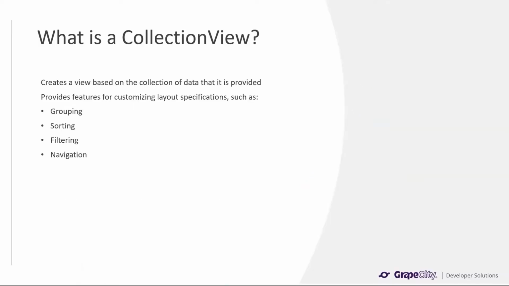So, what is a collection view? Well, to put it simply, a collection view is a class that is designed to take in a collection of data, such as an array of objects, and provide you with different features that allow you to manage and manipulate not just the data, but your users' interactions with said data, as well as the layout of the application that's using that data. Some of these features that collection views provide are things like grouping, sorting, filtering, and navigation, as well as other methods and events that can be fired when your users interact with components that use a collection view as a data source.